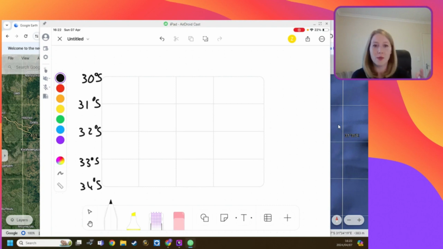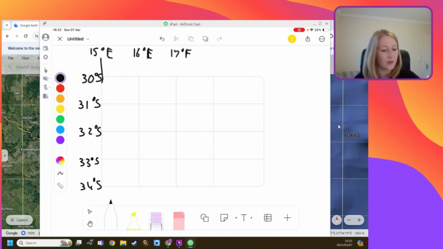So this will just be a little bit of a refresher from last week. And then east, extend this line a little bit. East to the right. Let's say 15 degrees east, 16 degrees east, 17, 18. Handwriting is not fantastic.